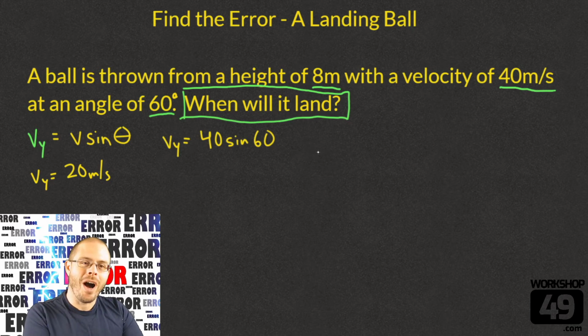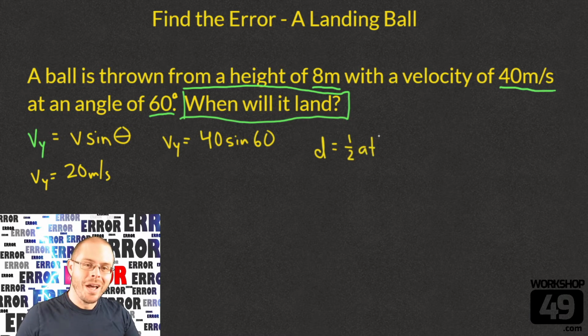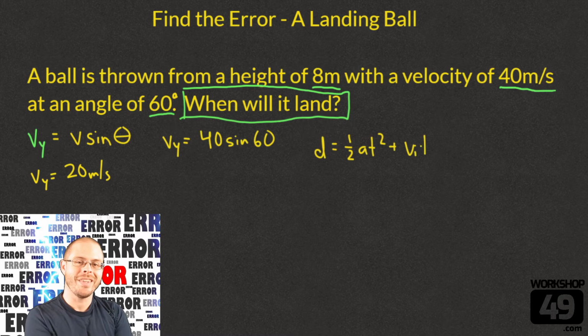Now that we have our Vy of 20 meters per second and we're talking about a ball going up and coming down, we are going to have to use our distance equation that accounts for a falling object. This is d equals 1/2 at squared plus vit plus di. We have everything that we need. We've highlighted our key information.